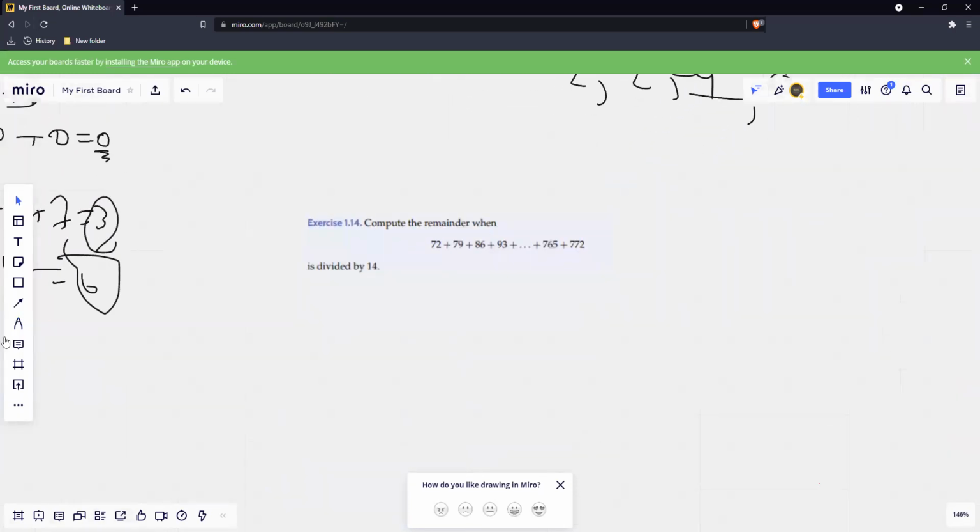Now let's do an exercise. Compute, this is a little bit harder, but it's actually pretty easy after we do the fact. Compute the remainder when 72 plus 79 plus 86 plus 93 all the way to 772 is divided by 14. Note that 72 has a remainder of 2, 79 has a remainder of 9. And then 86, 14 times 6 is 84, we have a remainder of 2. 93, its remainder is 9. And then all the way to, well, 765.